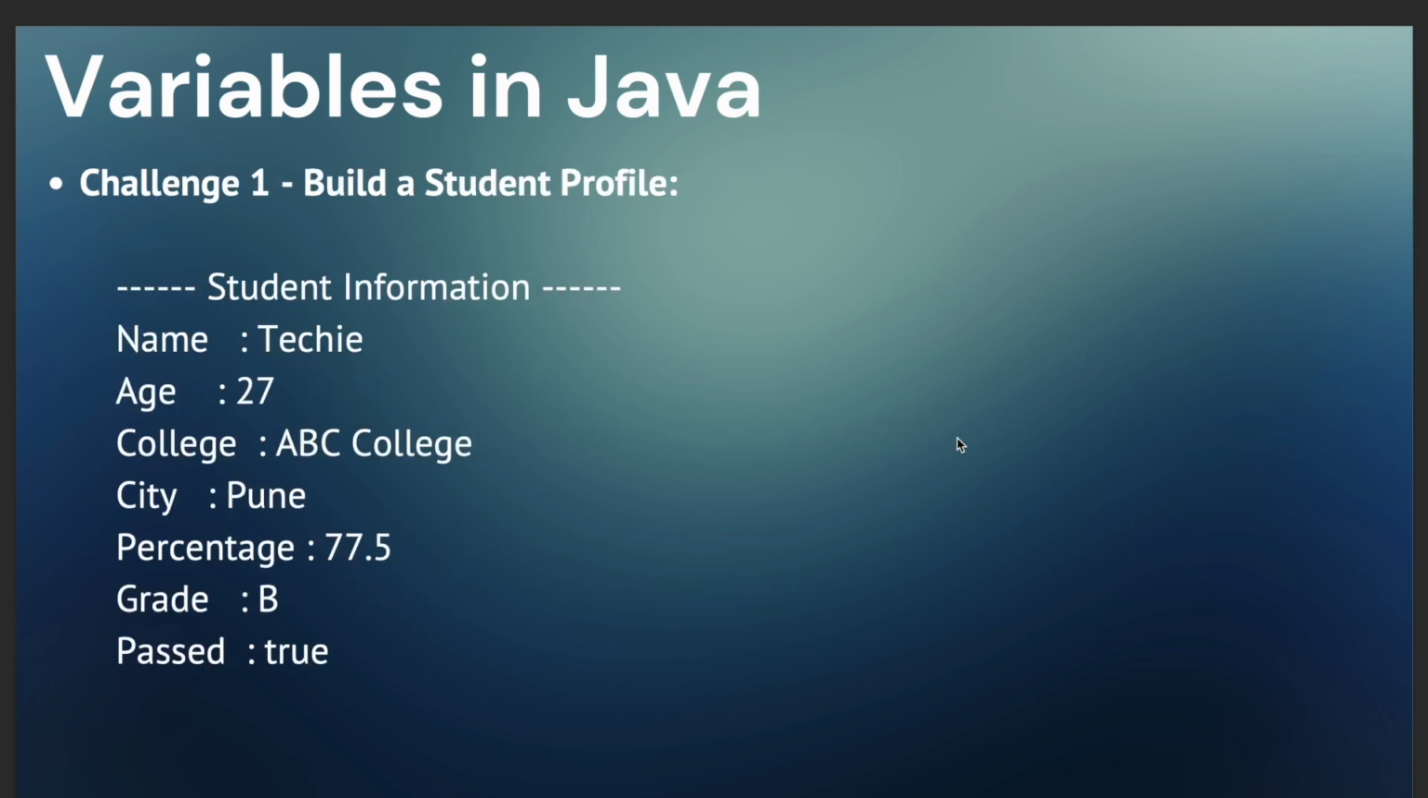Pause the video and create a new class called StudentProfile in IntelliJ. Your task is to create a student profile using variables like name, age, college, city, percentage, grade, and pass. Choose appropriate data types, for example, String, int, double, char, or boolean. Then print them in a neat format using string concatenation with the plus operator. Your output should look something like this.